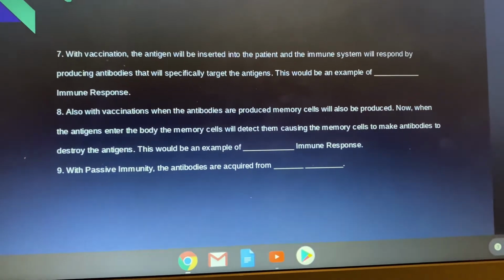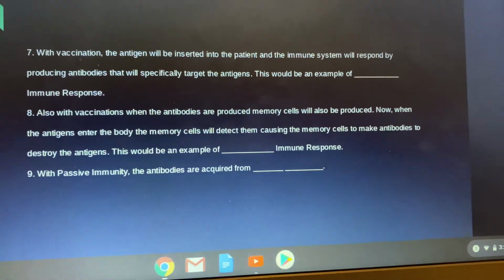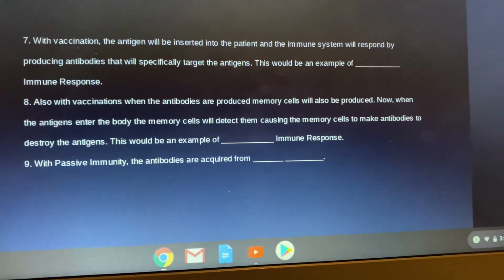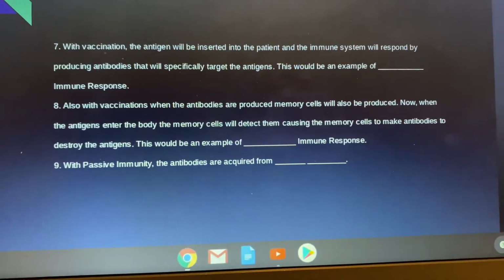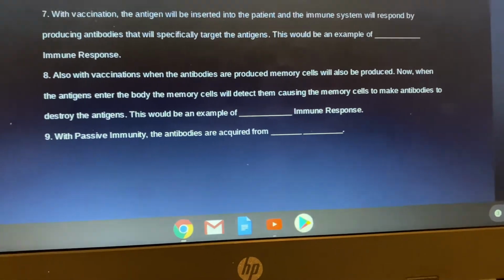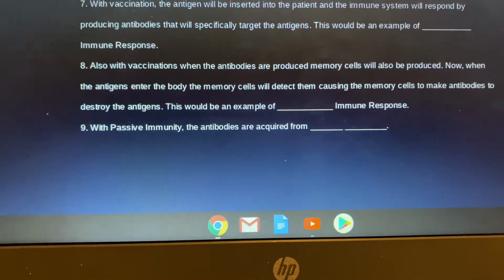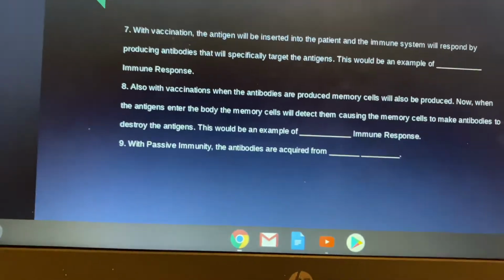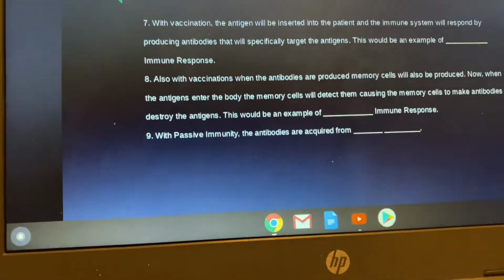Number 8. Also, with vaccinations, when the antibodies are produced, memory cells will also be produced. Now, when the antigens enter the body, the memory cells will detect them, causing the memory cells to make antibodies to destroy the antigens. This will be an example of secondary immune response. Number 9, with passive immunity, the antibodies are acquired from another person because it has to come from another person.